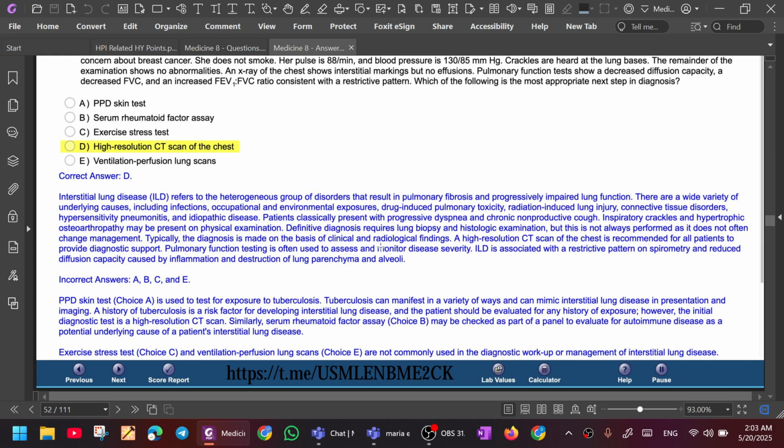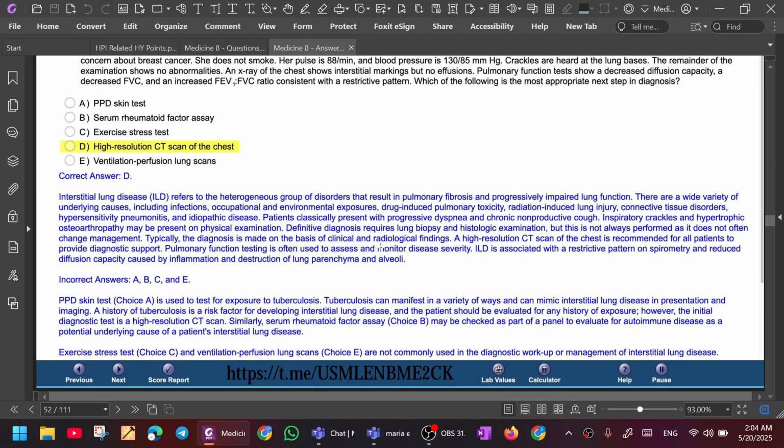Definitive diagnosis requires lung biopsy and histologic examination, but this is not always performed as it does not often change management. Typically, the diagnosis is made on the basis of clinical and radiologic findings. High resolution CT of the chest is recommended for all patients to provide diagnostic support. PFTs are often used to assess and monitor disease severity.